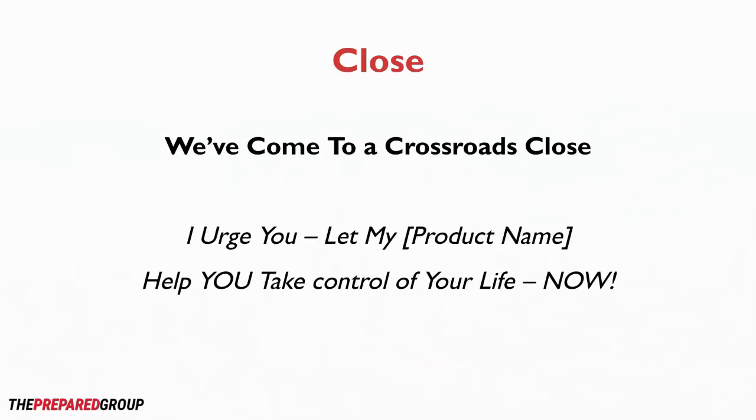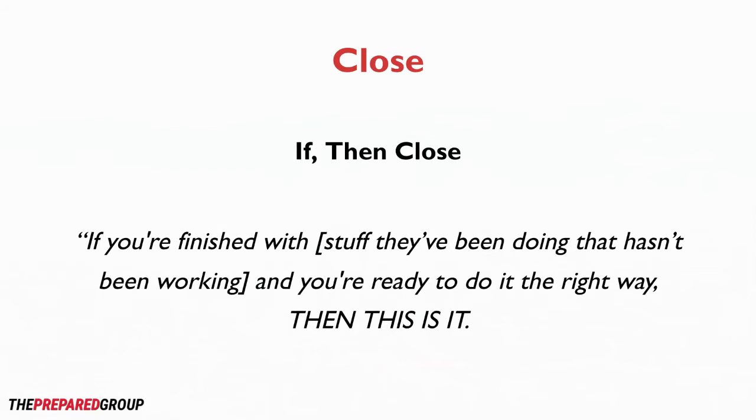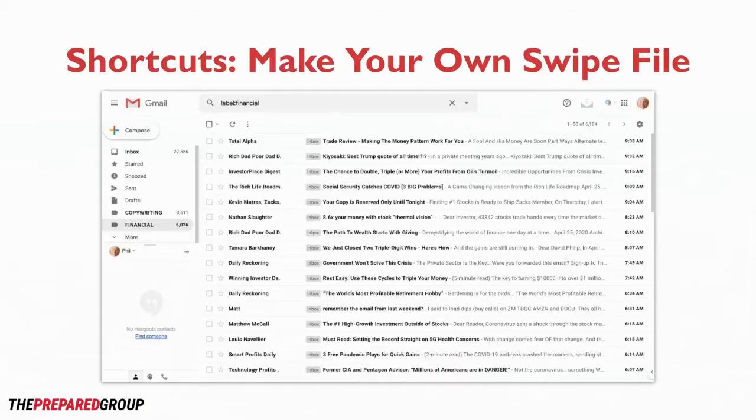Here's another formula: the we've-come-to-a-crossroads close. So basically, you're telling them, okay, you have this choice or you have that choice. Which one are you going to choose? If you want to take control of your life, choose what we're offering now. And then finally, there's the if-then close, and there are many, many other close formulas. If you're finished with putting up with the annoyance of having to do whatever it is, and you're ready to start doing things the right way, then this is it. Right, so those are some examples of various closes that you might have.